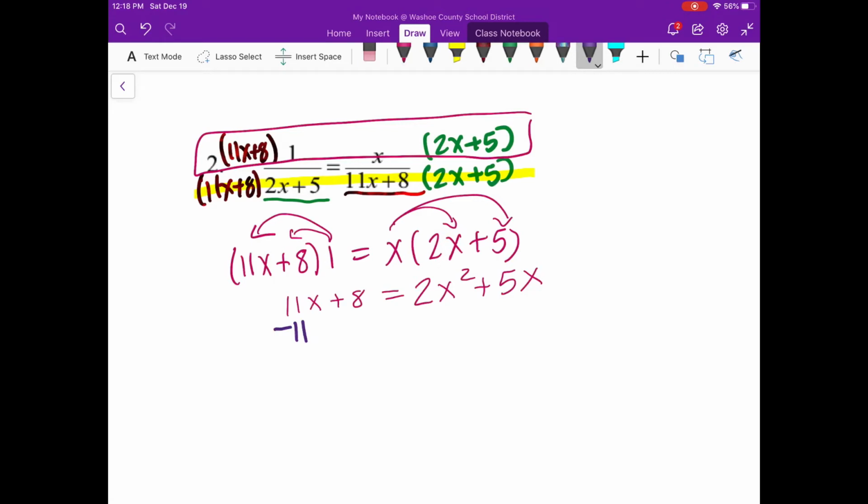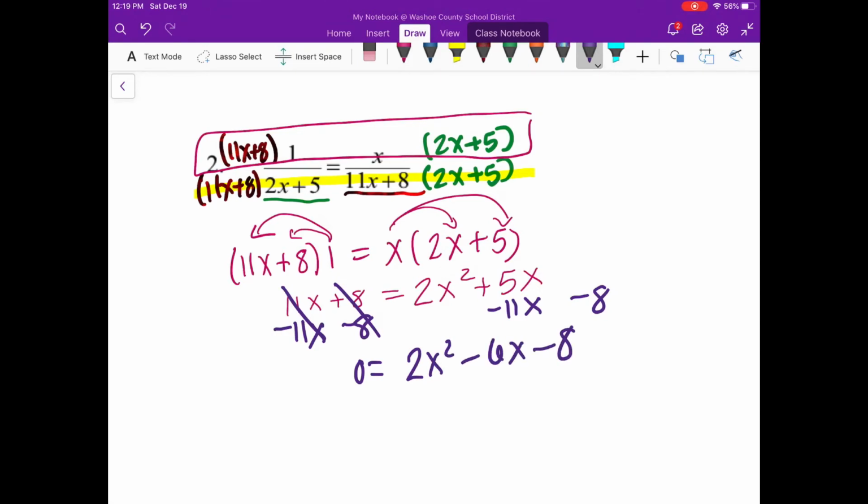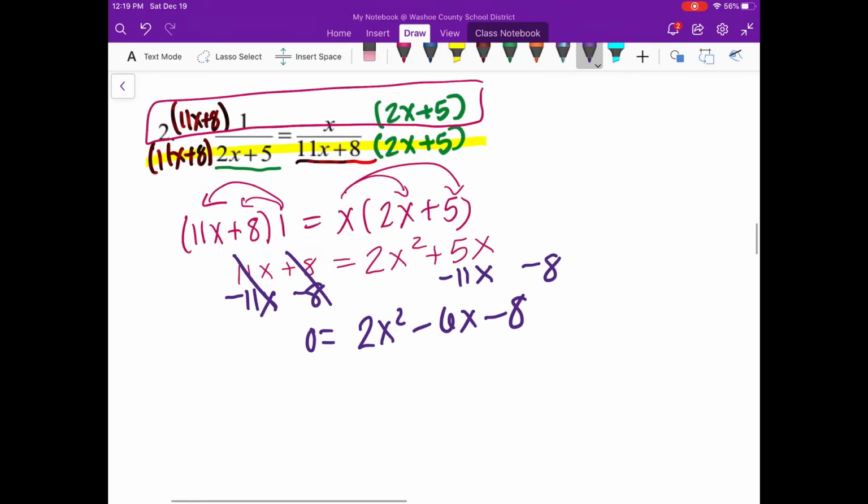Okay, so my goal here is to get everything on one side so I can start solving for this quadratic. I'm going to move it over to the right this time just because my x squared term is positive on this side, so I just want to move it that way. Leaving me with 2x squared minus 6x minus 8 as my quadratic.